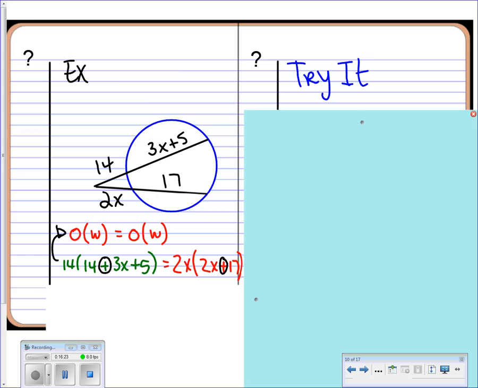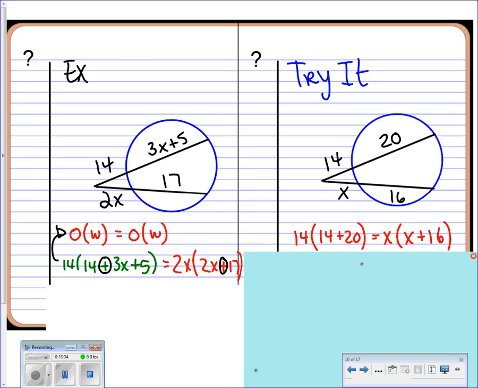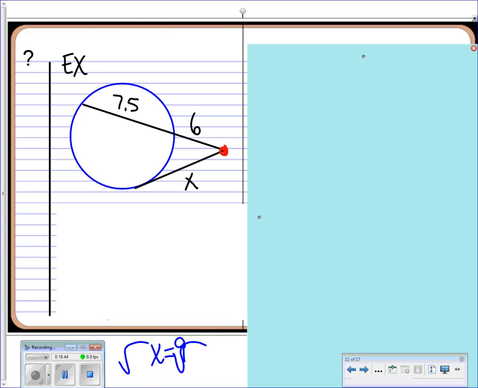Okay, let's take a look at a try it problem and see if you can write an equation to solve for this problem. Put me on pause, write your equation. So there's the problem. Now, we'll look at solving this kind of problem later on at another time. Let's continue on. Now here's another example of a problem where the vertex is outside.